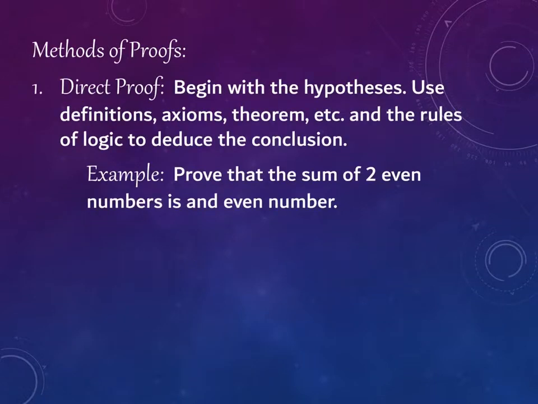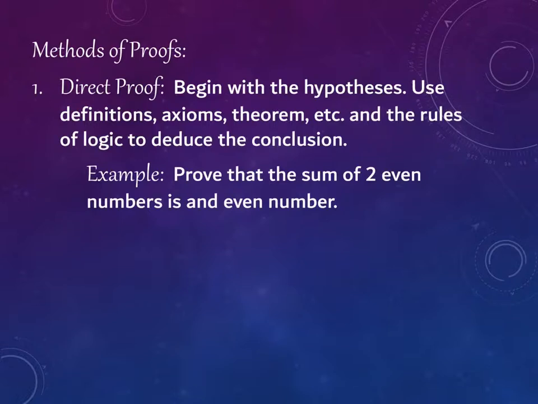We're going to look at a few types of proofs. The first one is called a direct proof. In a direct proof, you begin with a hypothesis, and you use definitions, axioms, theorems, and rules of logic to deduce the conclusion. And here's a pretty straightforward example of one. We're not going to prove it. We're just going to talk about how the proof would look, why it is a direct proof, in other words.